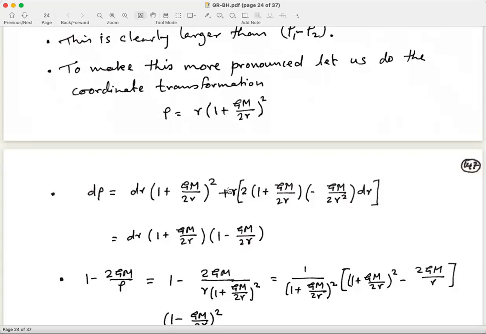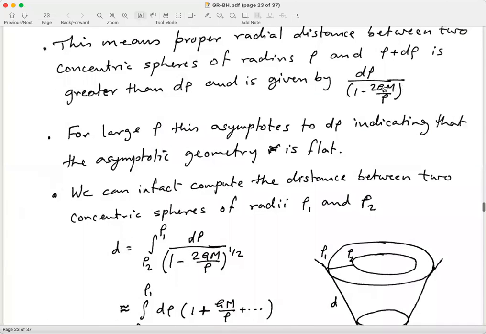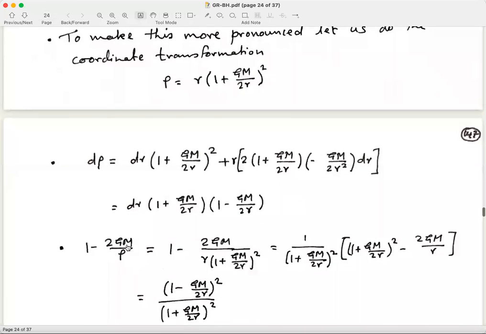Now the other term that we have to worry about is this piece to the half, 1 minus 2GM upon rho. But rho is written in terms of r in this particular fashion, so you plug it in. That looks like 1 minus 2GM upon r times (1 plus GM upon 2r) whole squared. You can manipulate that a bit and write it as 1 over (1 plus GM upon 2r) squared, taking that common. Then this factor goes in the numerator, which is (1 minus GM upon 2r) whole squared minus 2GM upon r. Now you can check this expression itself is (1 minus GM upon 2r) whole squared.